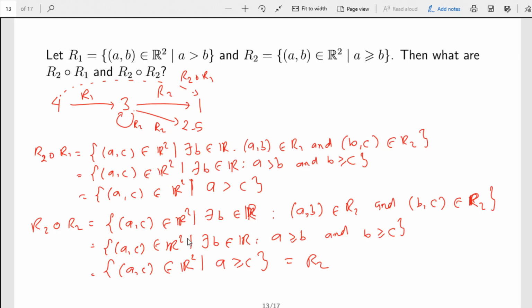Okay, so that's the answer for the second question of this exercise, and let me stop here, and we'll continue in the next video, the powers of binary relations.